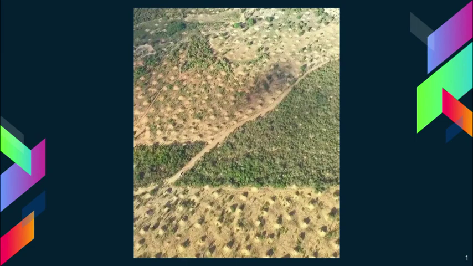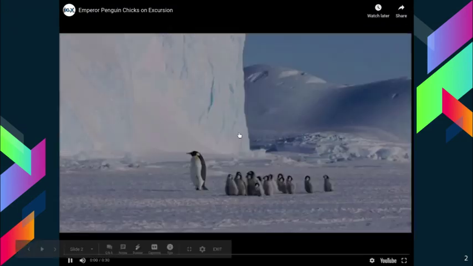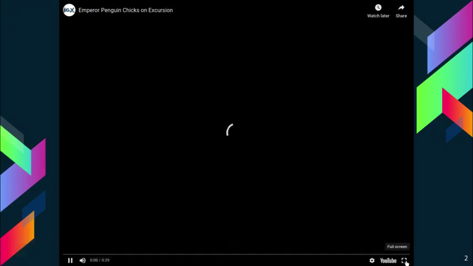So we're going to focus today on why certain populations clump together, why certain populations spread out, and why some are like this, where they're almost the exact same distance away from each other. But before we do that, we're going to start with penguins, because sometimes you just need to see a penguin video.